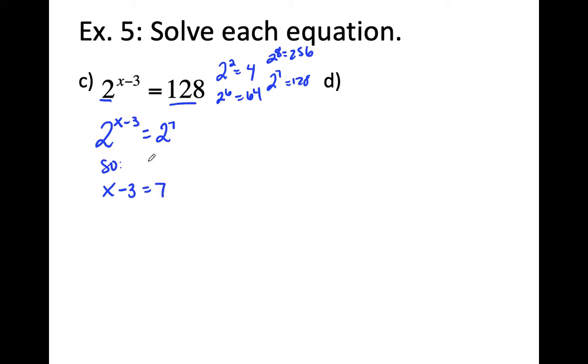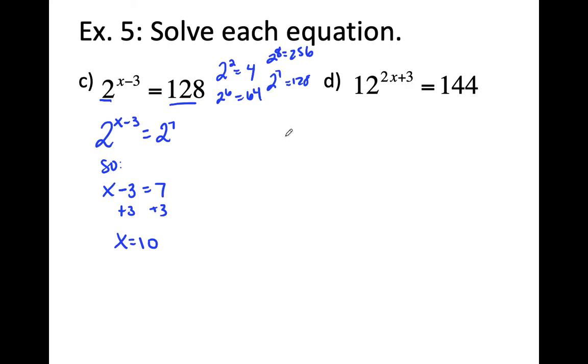So this is called the one-to-one property. Bases match, so the exponents match or equal each other. Once you're here, we just solve this equation and we get x to be 10. You can always plug it back in and check it. Okay? So letter D, I want you to try, see if you can figure out letter D on your own.